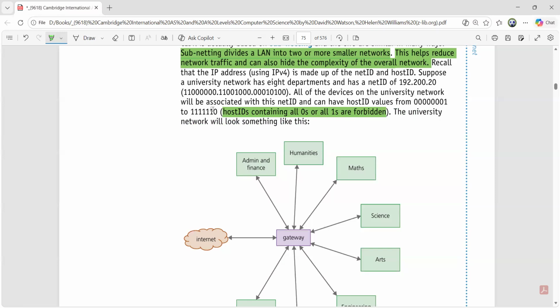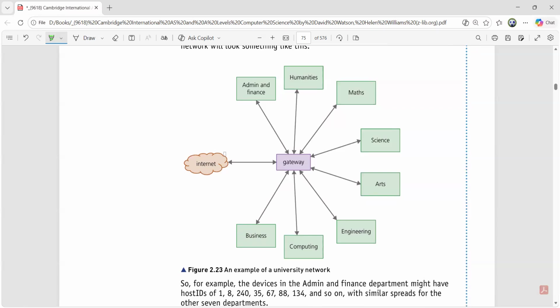That's why the values start from 00000001 till this value. But then this is going to make your network look like this. Assume this is the university network, and the university network has different departments like admin and finance, humanities, math, science, arts, engineering, computing, and business. So in reality, what will happen?